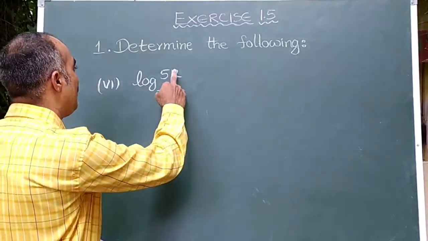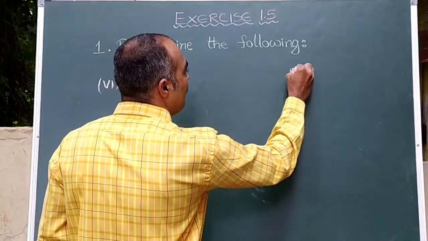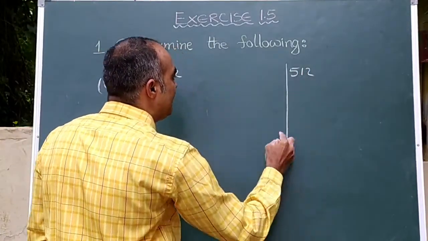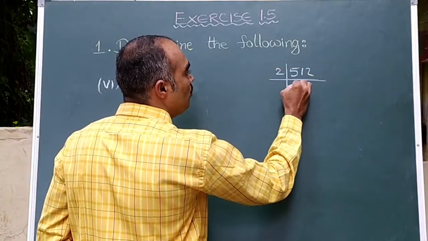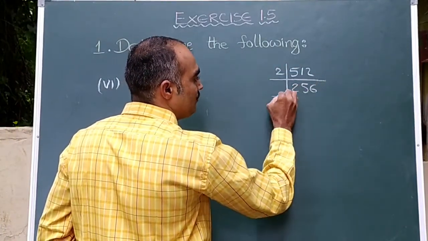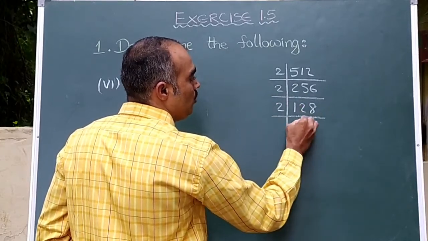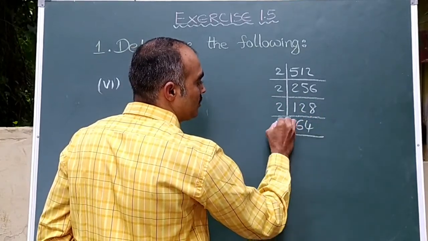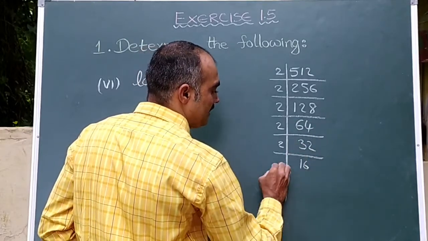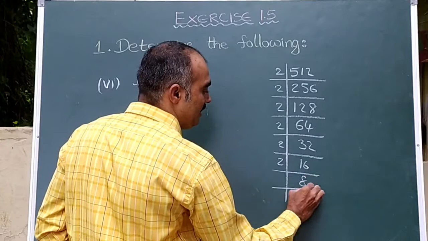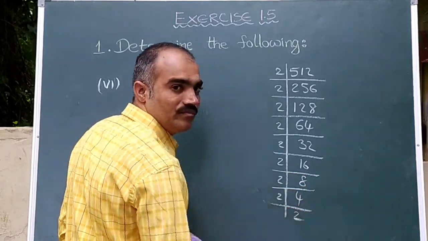Let us see the next bit, log 512 base 2. Let us take 512 and write it in powers of 2. So what should we do? We should divide by 2. 2 times 256 is 512. 2 times 128 is 256. 2 times 64. It is 2 times 32. It is 2 times 16. It is 2 times 8. It is 2 times 4. It is 2 times 2.